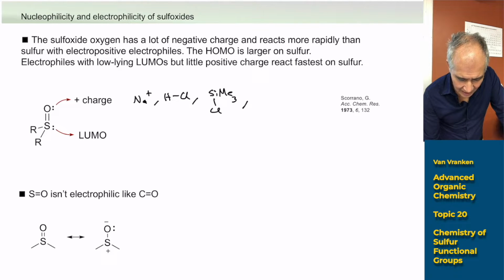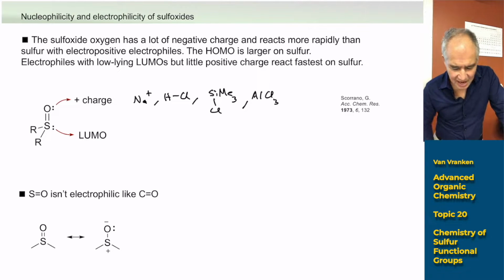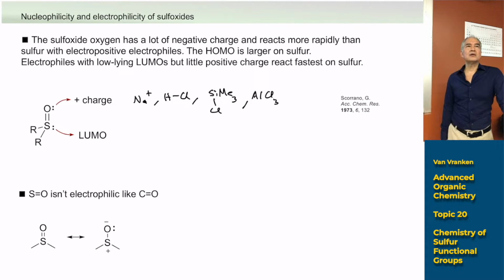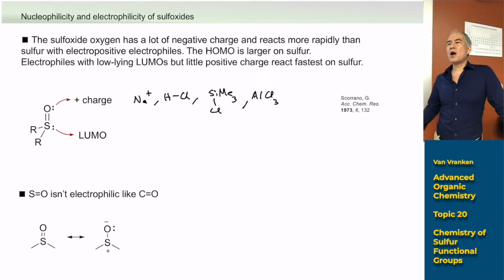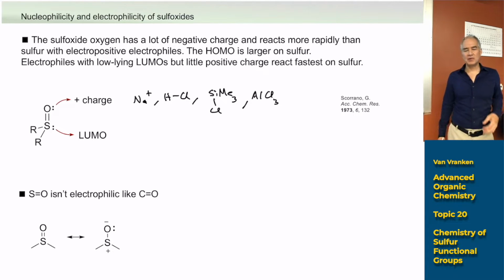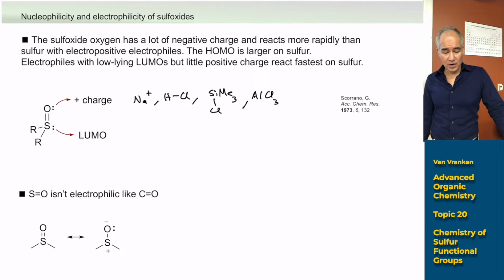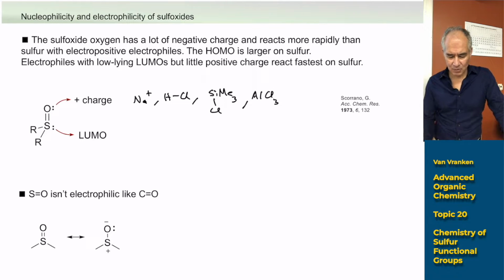What would be another highly electropositive element that would really go after that oxygen atom? Powerful Lewis acids: aluminum trichloride, boron trifluoride, FeCl3, zinc dichloride. Right? Those types of typical Lewis acids that we've been seeing throughout this course that react with oxygens also react with that oxygen on the sulfoxide, well, preferentially.